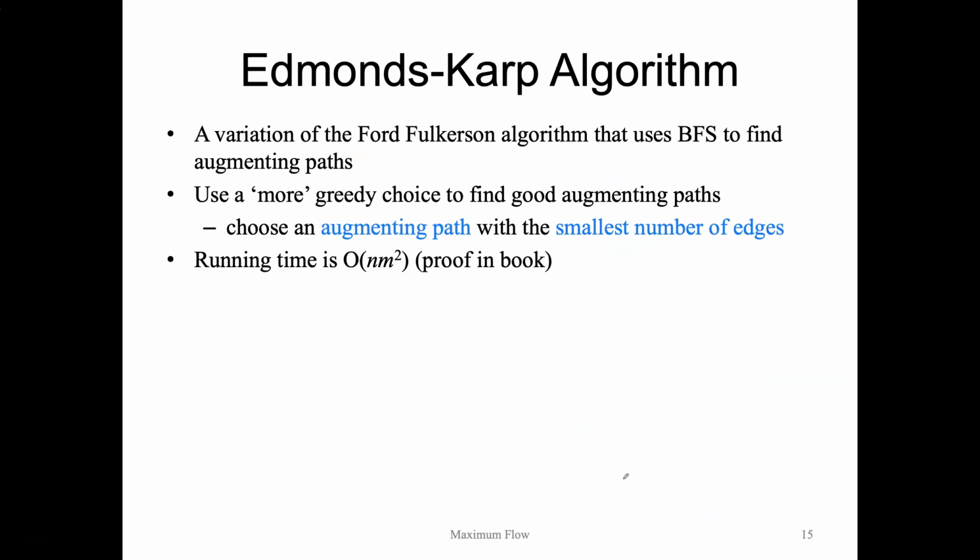This is a variation of the Ford-Fulkerson algorithm, where instead of using depth-first search to find an augmenting path, the Edmonds-Karp algorithm uses breadth-first search. So they show, and the proof is in your book, that if we carefully select which augmenting path to take at every iteration, namely the one with the fewest edges among all possible augmenting paths, then we can implement Ford-Fulkerson's algorithm in m squared total time.